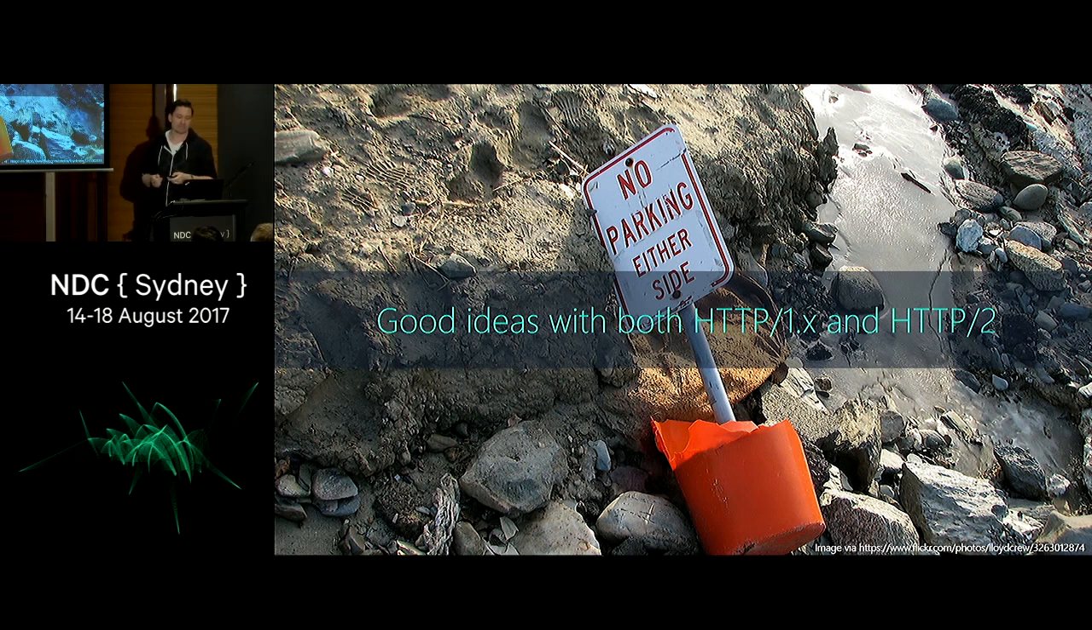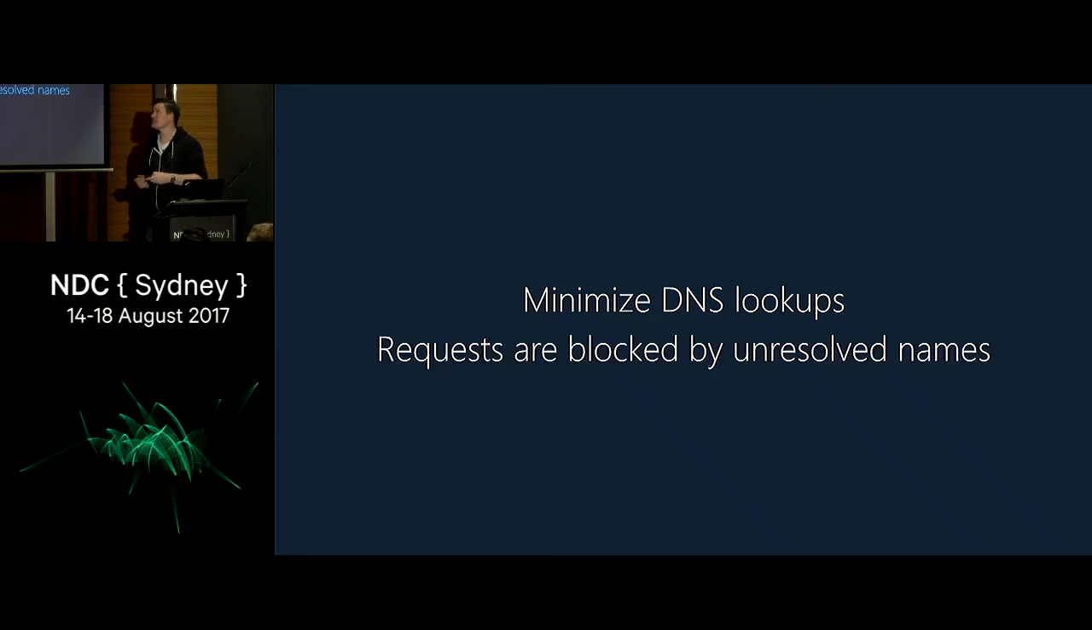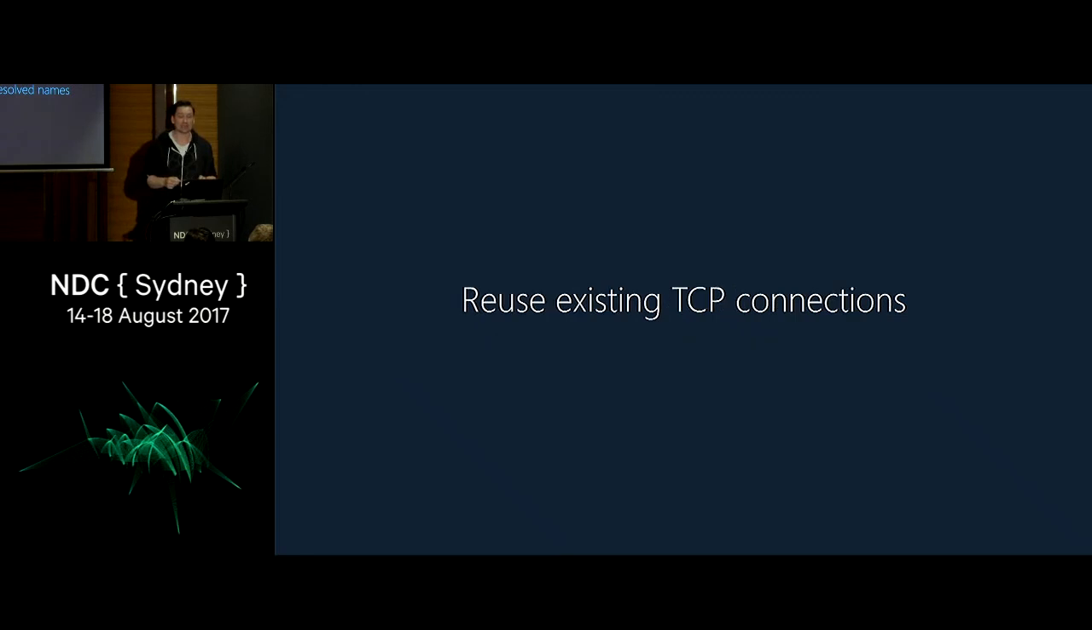irrespective of the version of HTTP? So minimize DNS lookups. That's where you get the domain name, and it has to be resolved to an IP address. That can be quite a costly process at certain times, so minimize them. Requests are actually blocked when you're resolving the name. That's a key takeaway.